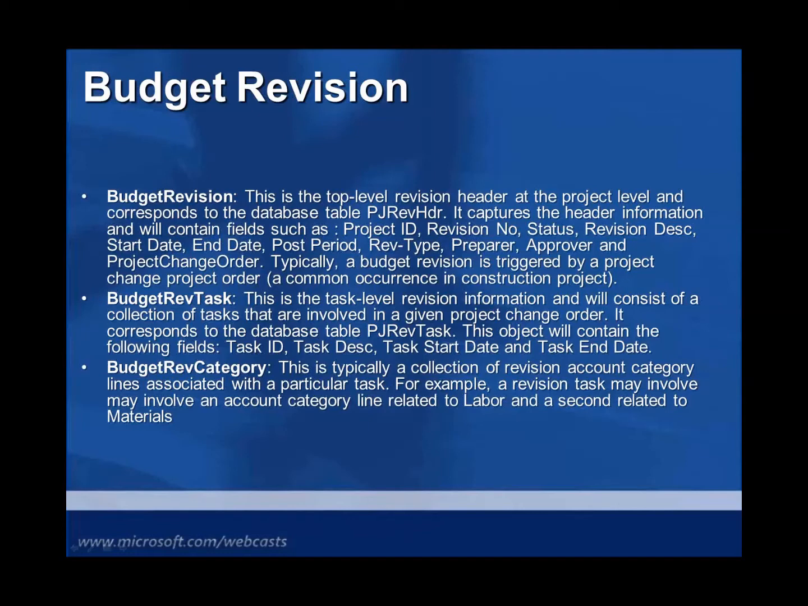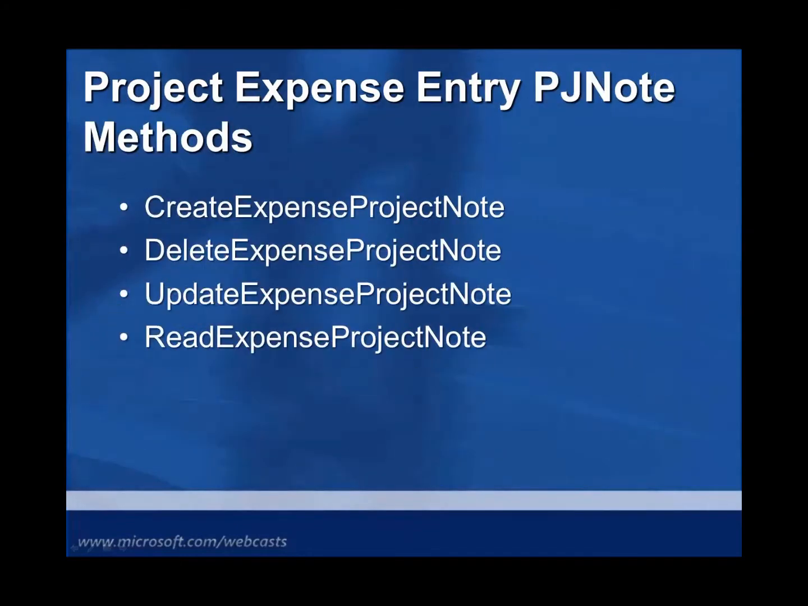So the top level of this one is project revision, and the level below that, budget revision task, which is the task level information, has a collection of tasks there. And then from each one of those tasks, it's going to have the account category lines associated with that task. Now the methods available here do have the create, read, update, and delete, and the find budget revision, as well as the filter information that's available for the budget revision.